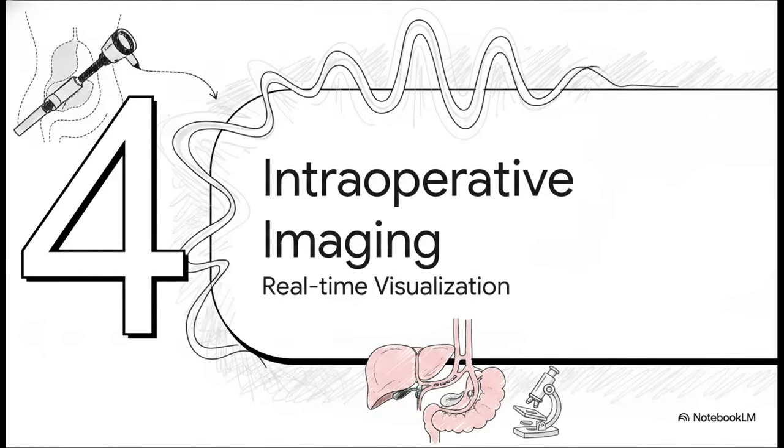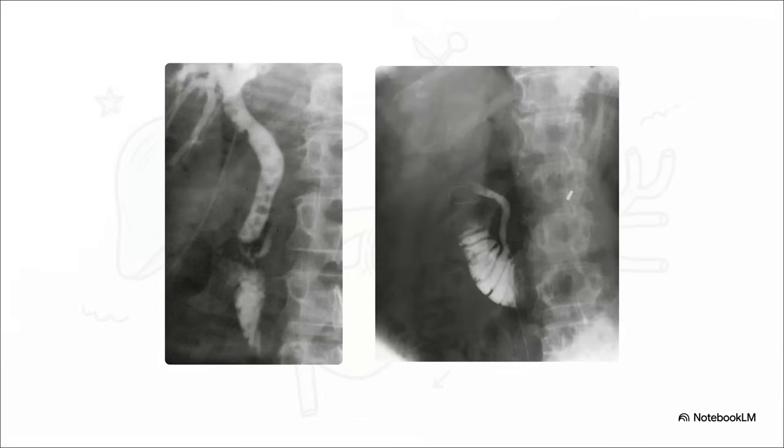Moving to Section 4, Intraoperative Imaging Techniques. All the preoperative imaging in the world is fantastic, but what happens once the abdomen is actually open or accessed laparoscopically? The surgeon needs to be able to confirm the anatomy in real time. The primary method we use for this is perioperative cholangiography. A small catheter is placed directly into the cystic duct, right during the surgery, and contrast is injected.